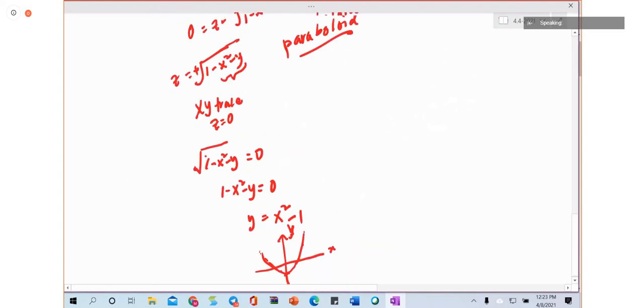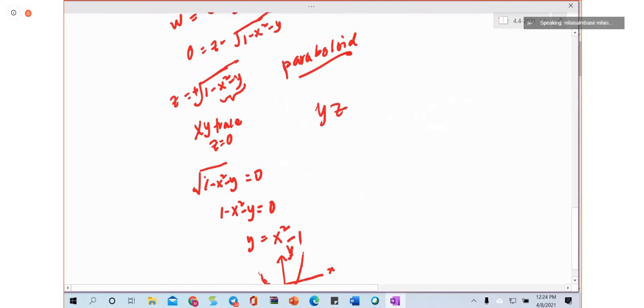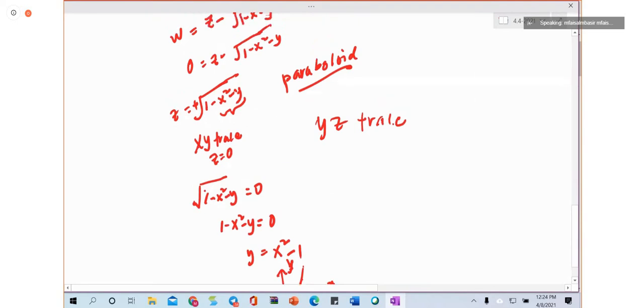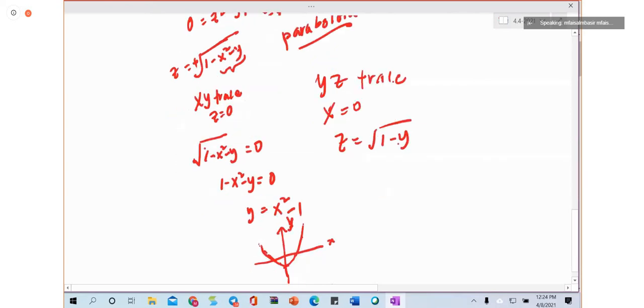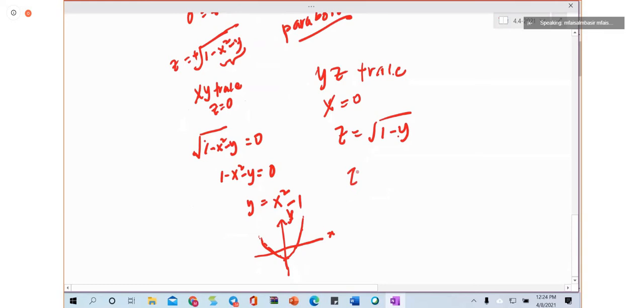Then for the yz trace, what do you have? You have x equals 0. So x equals 0 means z equals to square root of 1 minus y. This is z squared equals 1 minus y again, just the positive part. So how to draw this? y equals to 1 minus z squared.